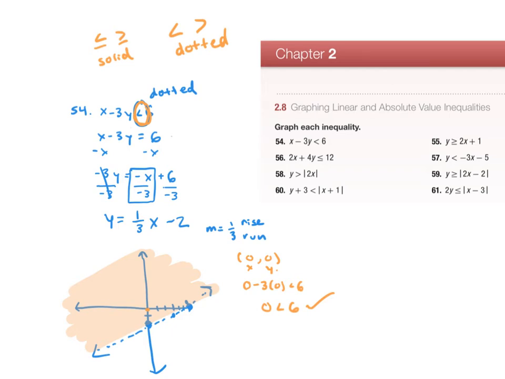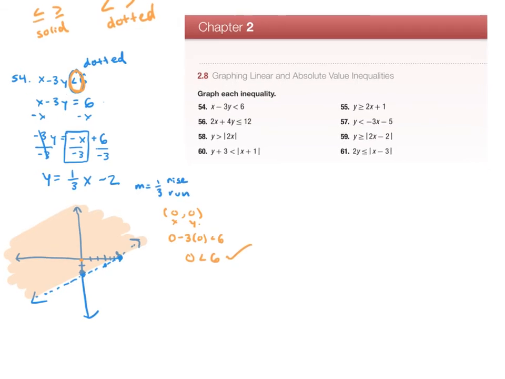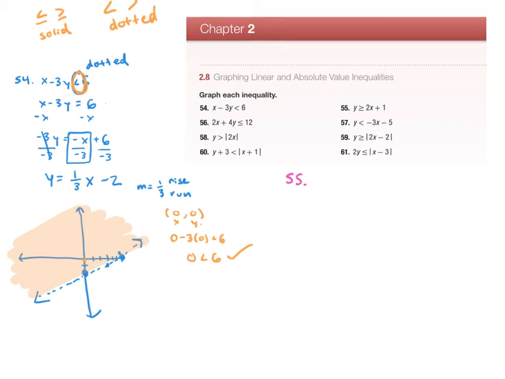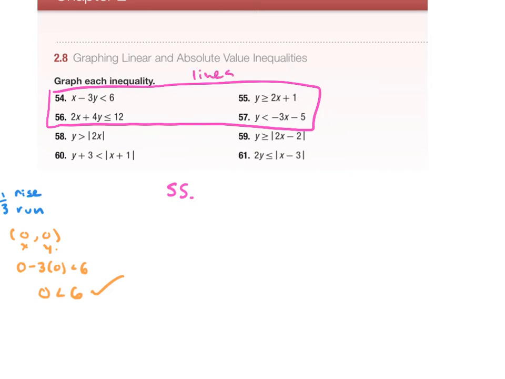Alright, let's do some from 2.8. So we did 54, so let's look at 55. So here we need to graph our line. Always, so for the first 4, these are going to be lines. And then the second 4 are going to be the absolute value. So what does an absolute value graph look like?